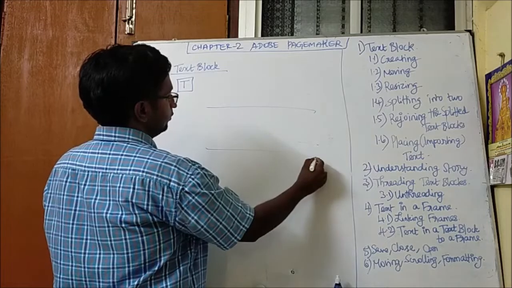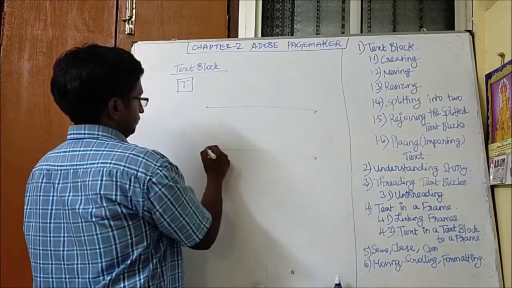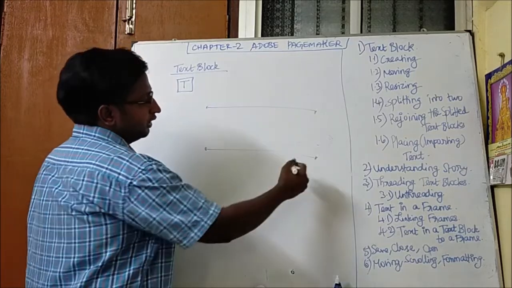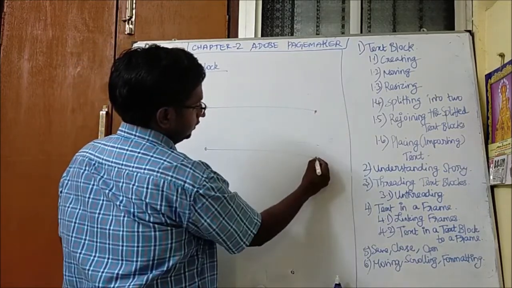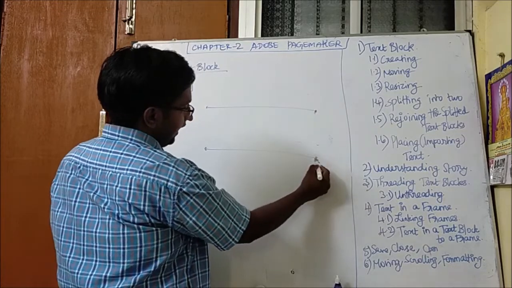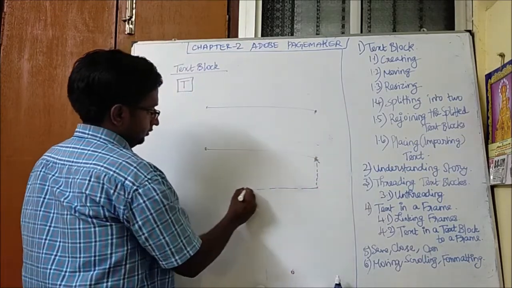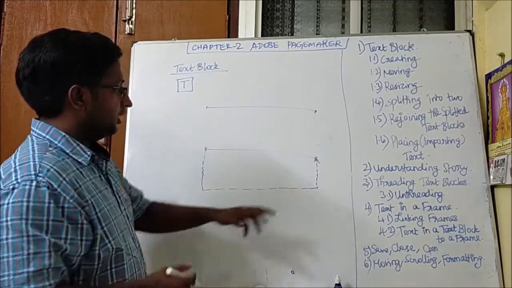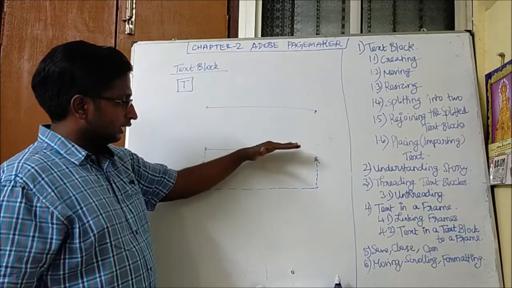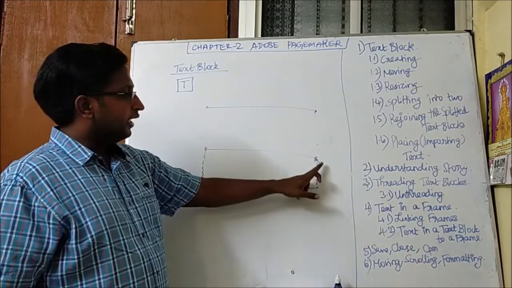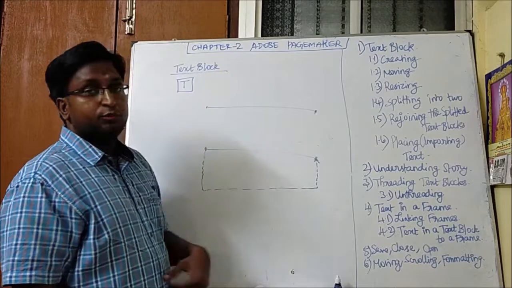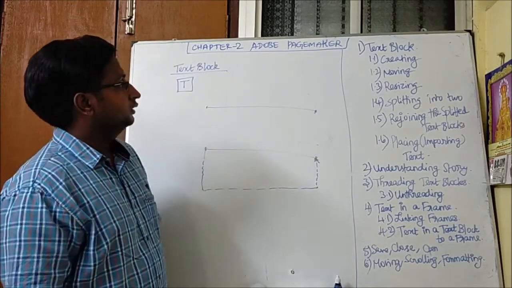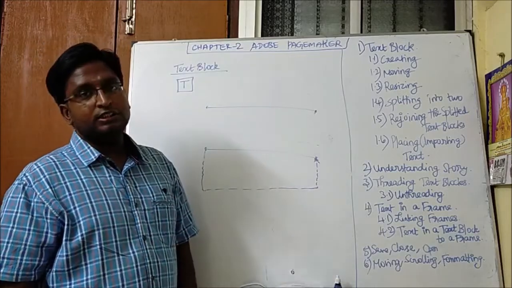So here you have a text block. You can resize by clicking the resizing button. You can click and drag, so it will get resized at any one point. If you want to drag downward, you can use either this point or this point. The entire block will get resized. So this is how the resizing of the text block is done.